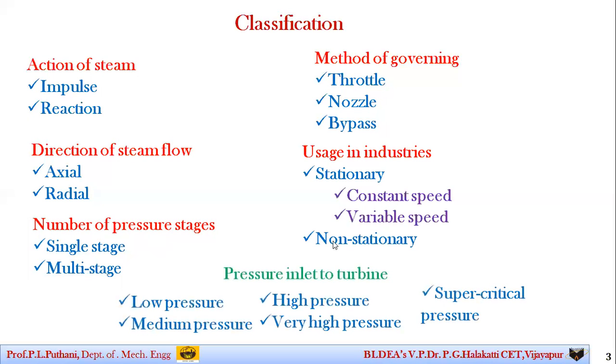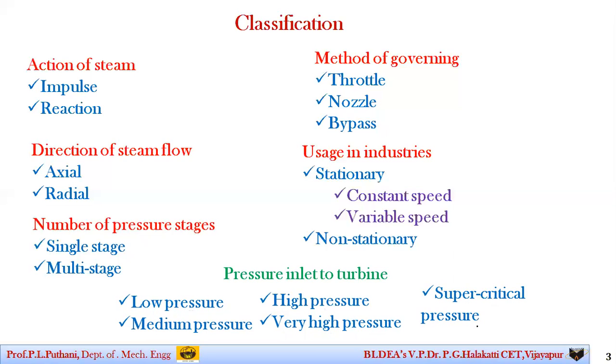And the last is the pressure inlet to turbine, which has different kinds of conditions. The first condition may be low pressure turbines. If there is a medium pressure in the steam, you can use medium pressure turbines. Then you can have high pressure turbines. If the steam pressure is very high, you can go for very high pressure turbines. And if the pressure is so high that it crosses beyond the critical point, then you can go for supercritical pressure also.